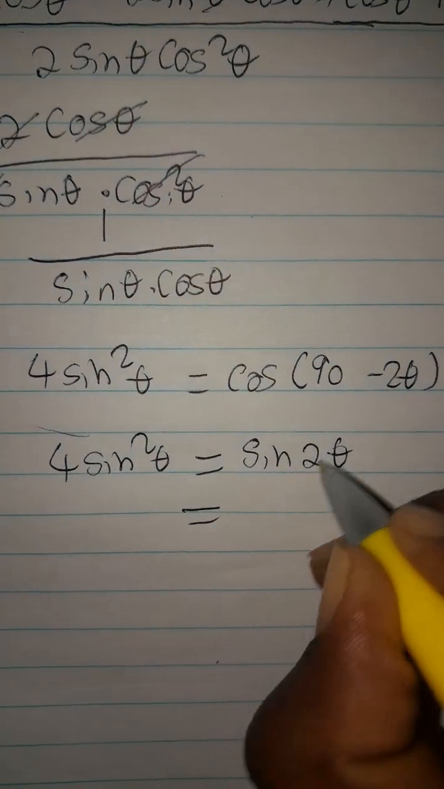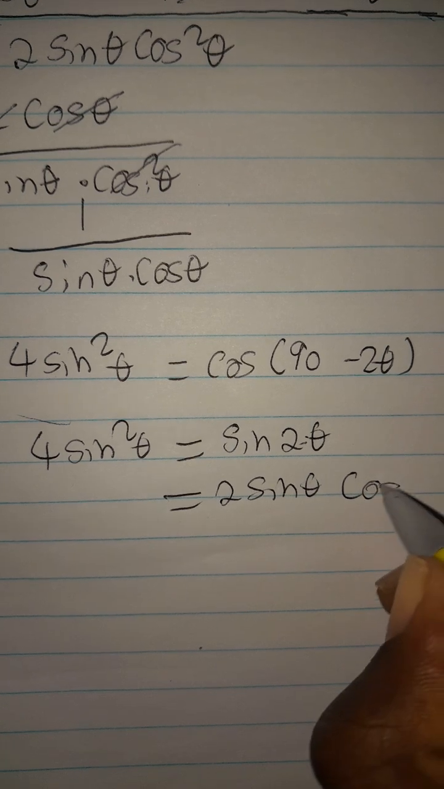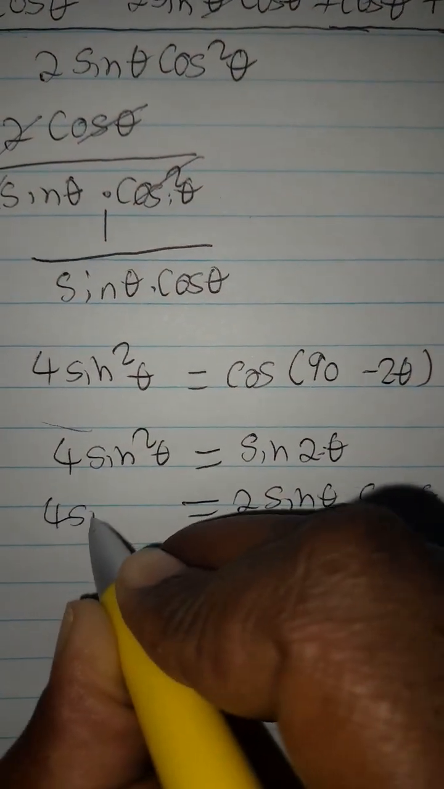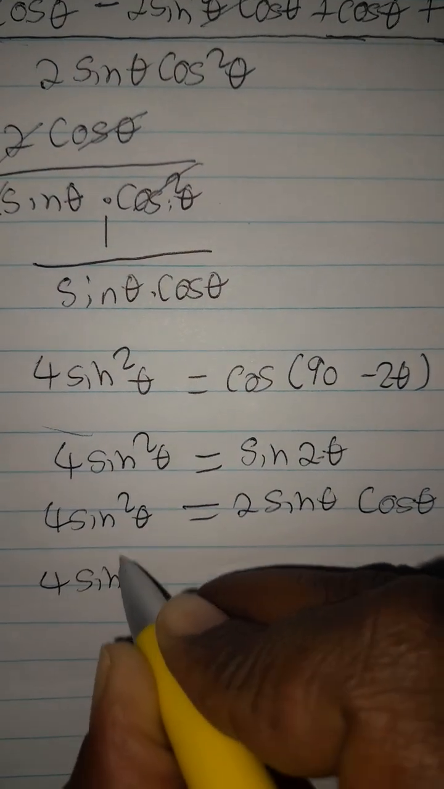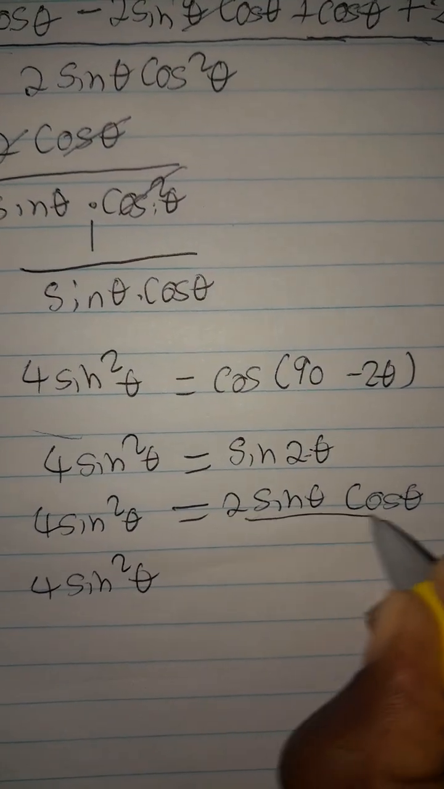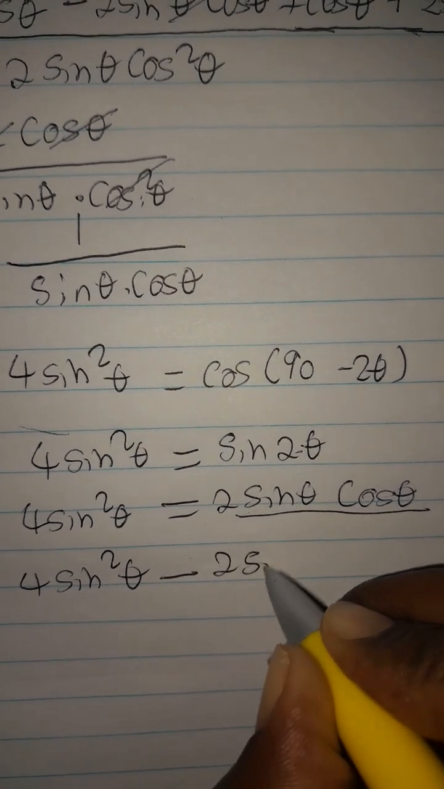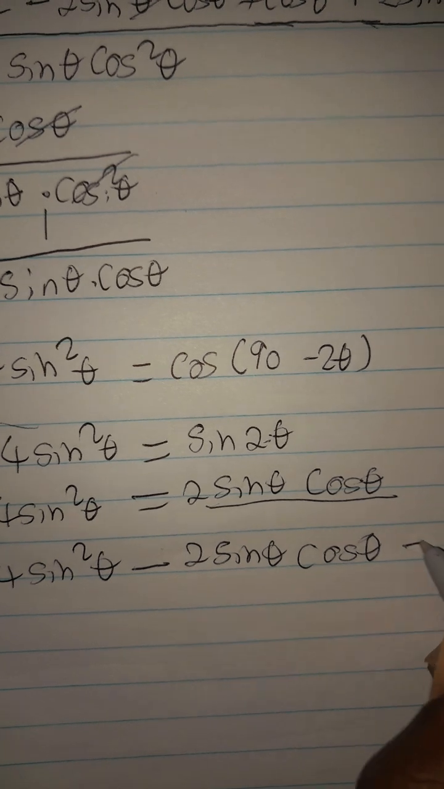Then let's change sine 2 theta. This will be 2 sine theta cos theta, the double angle of sine 2 theta. So we have 4 sine squared theta there. Then we take 2 sine theta cos theta to the left hand side, so 4 sine squared theta minus 2 sine theta cos theta equals 0.